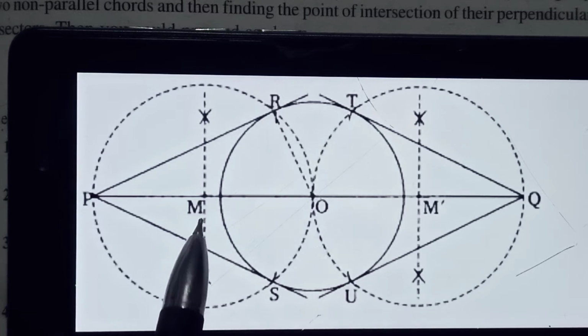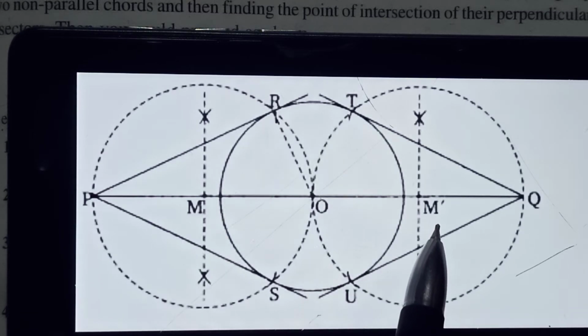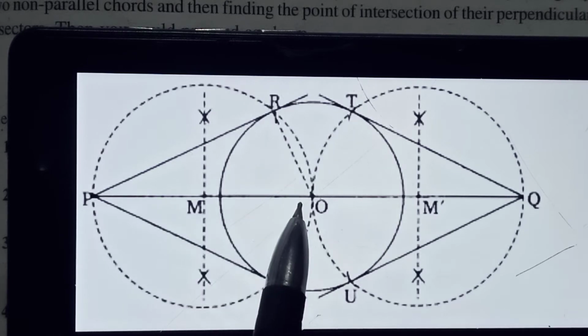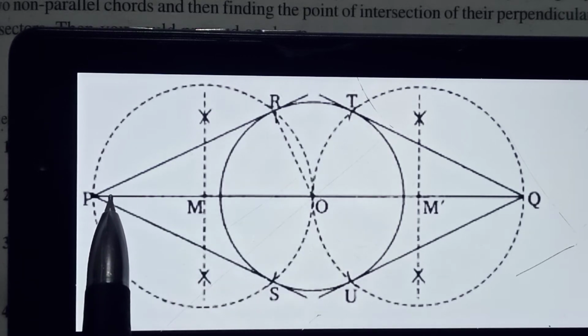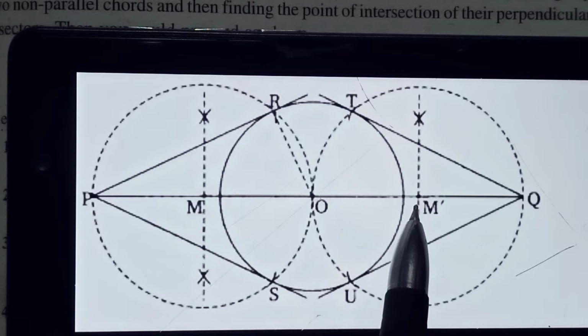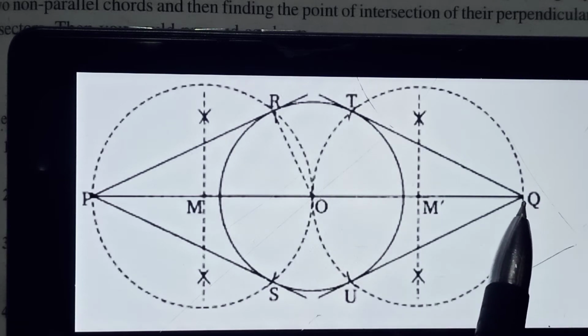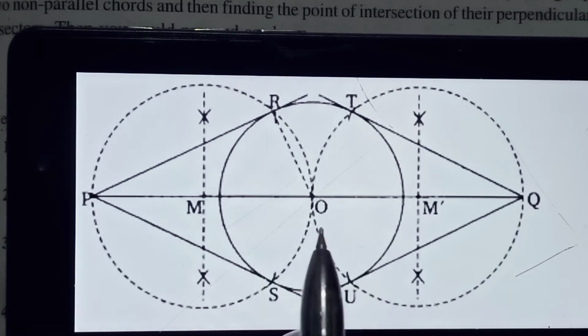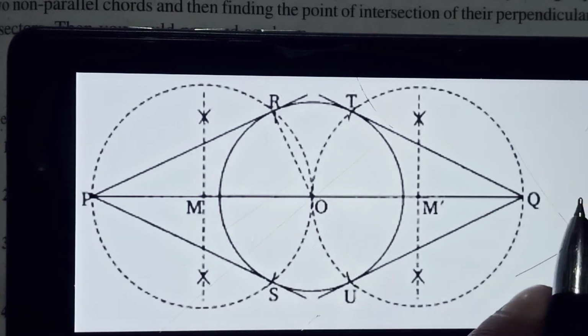So as they have named it, M and M dash. Now MO or maybe MP, both will be equal, further equal to OM dash as well as M dash Q, क्योंकि exactly same symmetry चल रही है हमारी. 7 here, 7 here, तो equally आएगा.